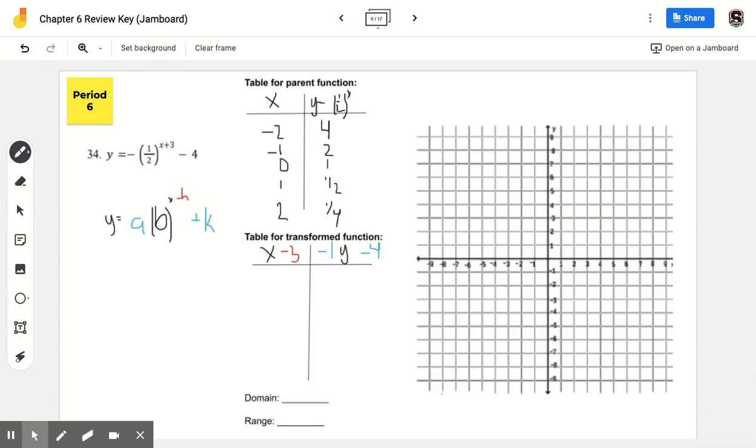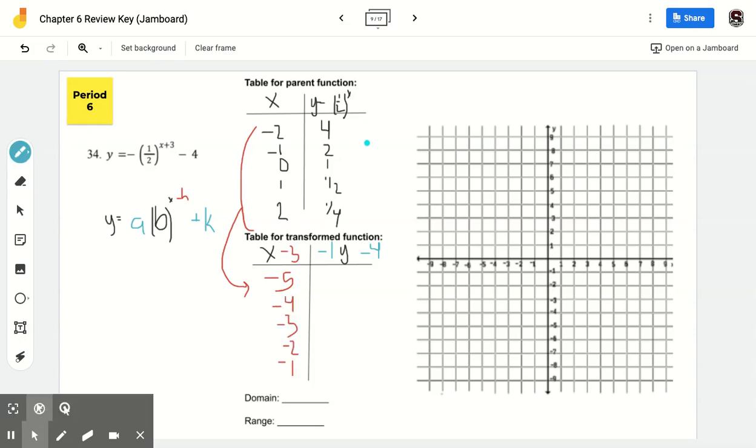Now what I'm going to do is take all my x's and shift them -3. Take all these, move them there, shift -3. So I'm starting at -5. Doing the same thing with my y's is a little more complicated because I need to do two different things. Multiply by -1 and then -4. And that's what I get for my tables.